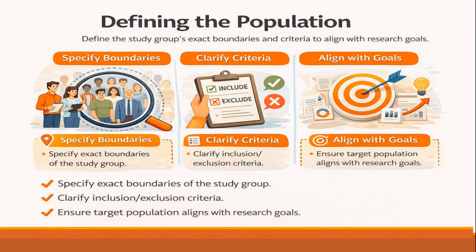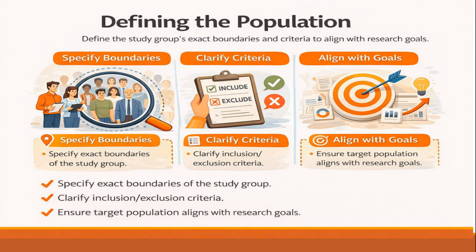This slide explains an important step in research, defining the population. Before we select a sample, we must clearly decide who exactly our study is about. First, we specify boundaries. This means defining things like age group, location, time period, or specific characteristics. For example, instead of saying students, we say undergraduate students enrolled in business programs in 2024. Second, we clarify criteria. This means clearly stating who is included and who is excluded from the study. This avoids confusion and improves consistency.